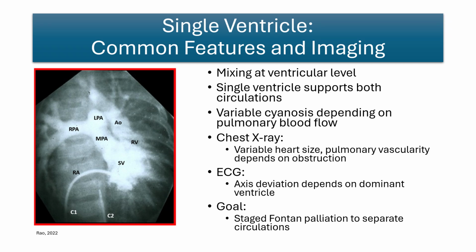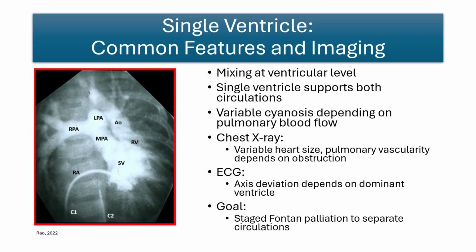All single ventricle variants share key physiologic principles. Blood from both atria mixes completely at the ventricular level, producing systemic desaturation. The single functional ventricle must sustain both systemic and pulmonary circulations, which creates chronic volume load and predisposes to progressive dysfunction. The degree of cyanosis depends on pulmonary blood flow.